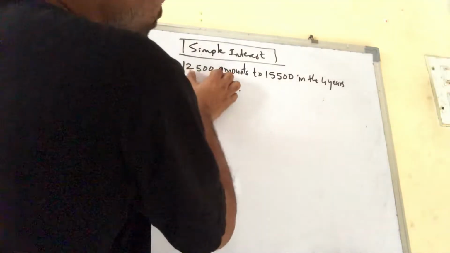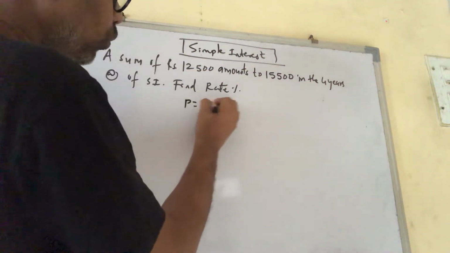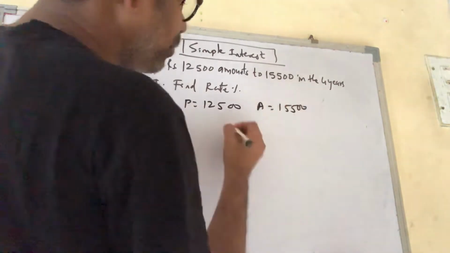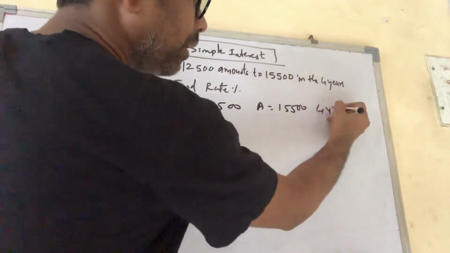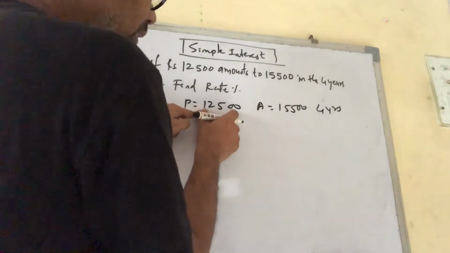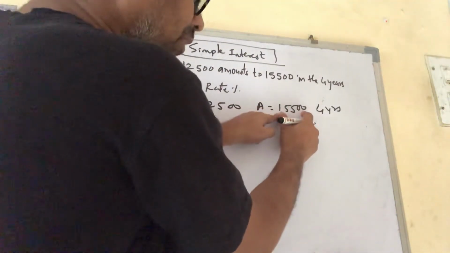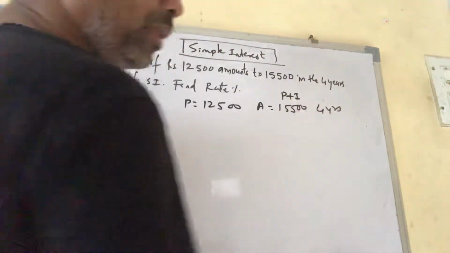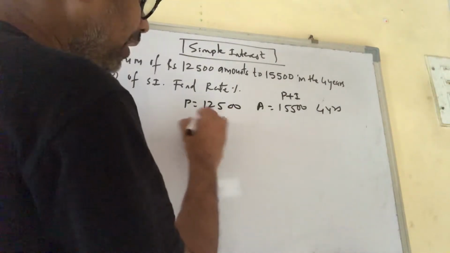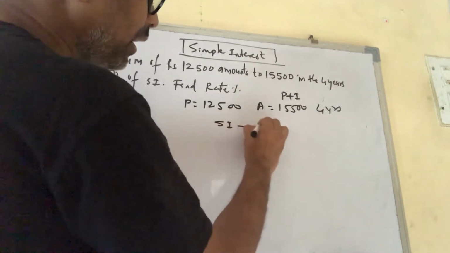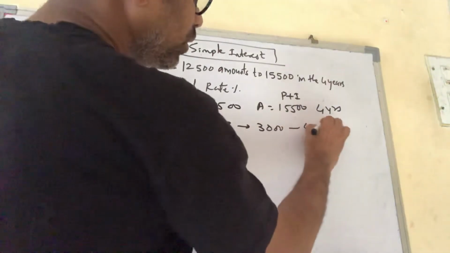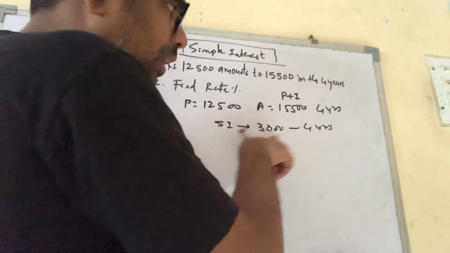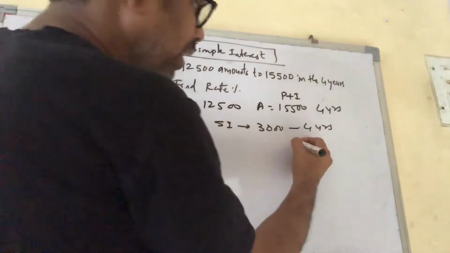See, a sum of rupees 12,500. This is your principal, as we know, 12,500, and that amounts to what? 15,500 in how many years? That is in 4 years. Remember, pay attention here. Principal 12,500 amounts to 15,500. This is your amount, which includes your principal plus interest, and that becomes in how many years? 4 years. So what interest am I getting here? Simple interest we are getting here 3,000, but that is for how many years? 4 years. So the interest which you are getting, 3,000, is for 4 years. So for 1 year it is going to be what?